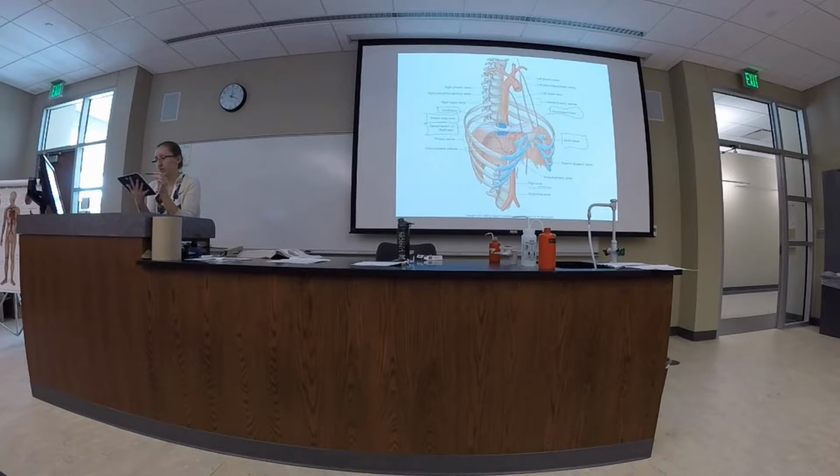I also want to note the innervation. So the phrenic nerve, as we've been learning in laboratory, comes down to the diaphragm, passes through the diaphragm, and innervates it on the inferior side of it. So you can see here the phrenic nerve pointing to the inferior aspect of the diaphragm.